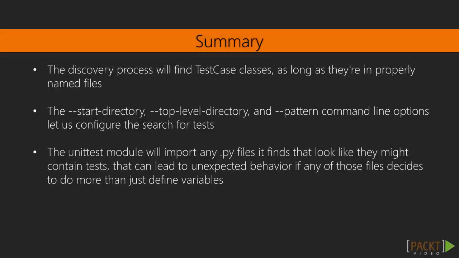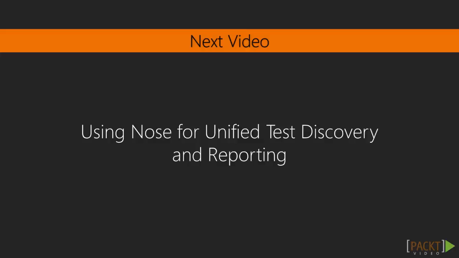The discovery process will find test case classes, as long as they're in appropriately named files. The start directory, top-level directory, and pattern command line options let us configure how those files are found. And it's important to keep in mind that the test discovery code will import every module that it finds that has a name that seems like it might contain tests. That means that if any of those modules is the program entry code and it doesn't use the if __name__ equals __main__ trick, we might end up starting the whole program running rather than just importing for testing. For cases where we need more from our test discovery tool, we can use nose, which we're going to look at in the next video.